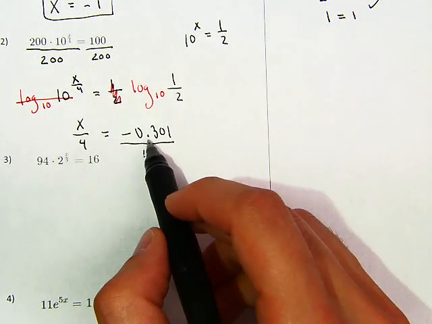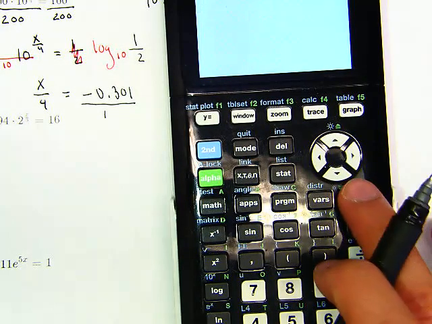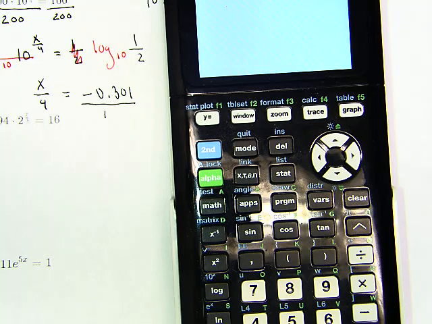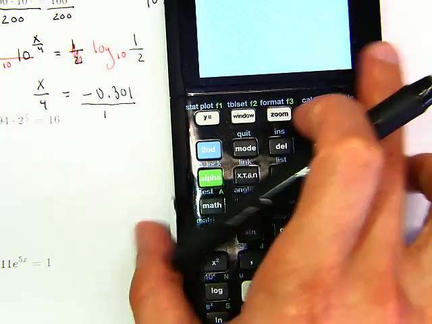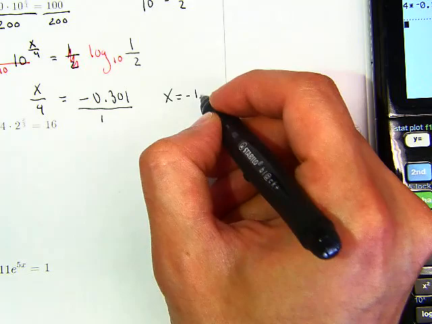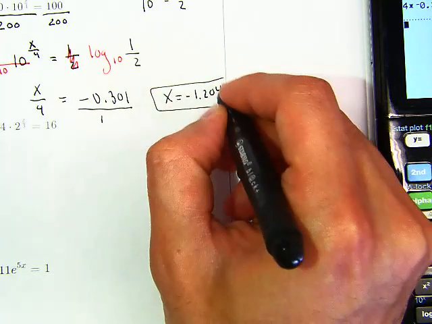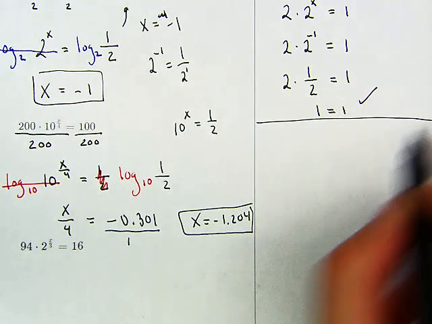So you have 4 times this value. So you could just multiply this, 4 times negative 0.301, and that equals negative 1.204. So x is equal to negative 1.204, all right? Now, what we want to do is check, right? Why is this the answer?